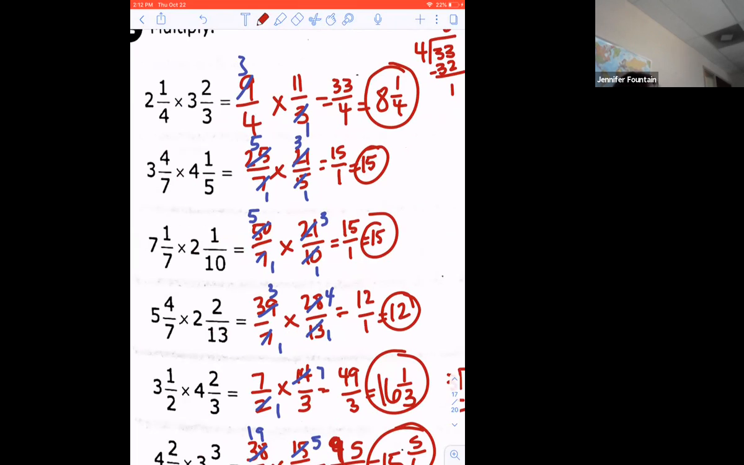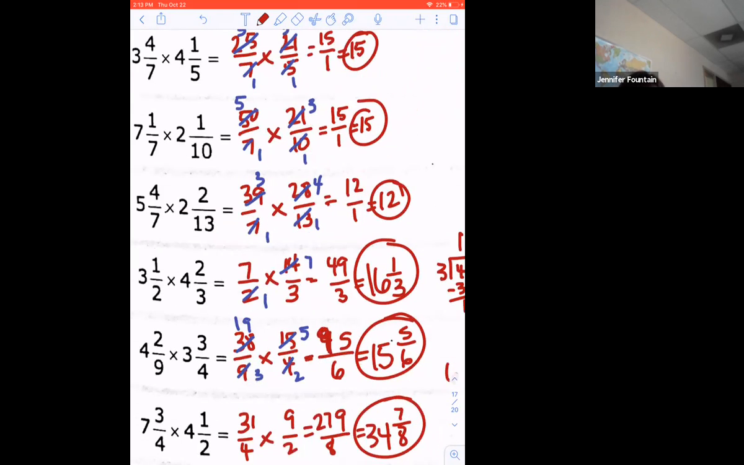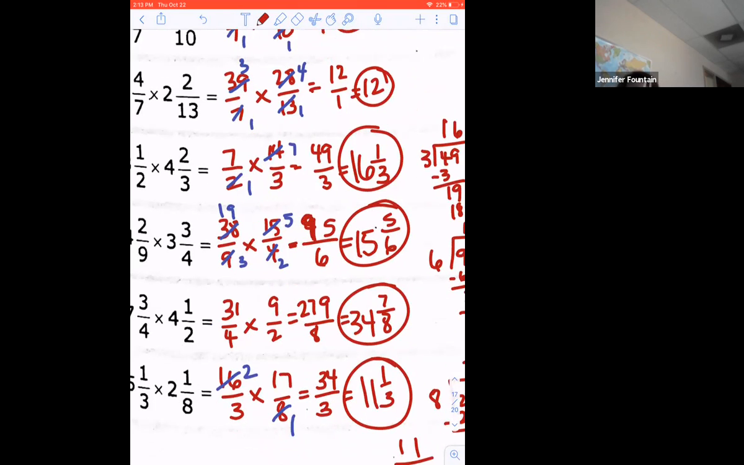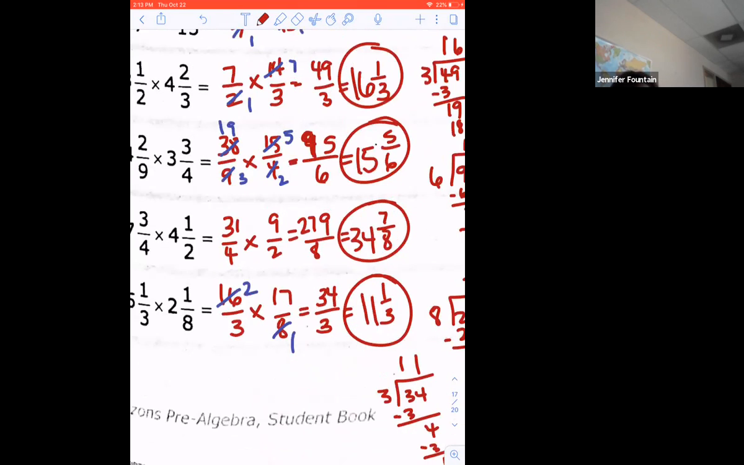So the first one, you should have ended up with 8 1/4. The next one is 15. Underneath that is also 15. Then 12. Then 16 1/3. 15 5/6. 34 7/8. 11 1/3. Any of those that you missed and you'd like me to explain it?